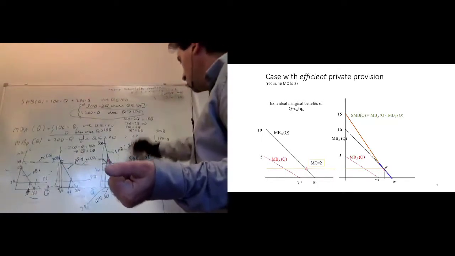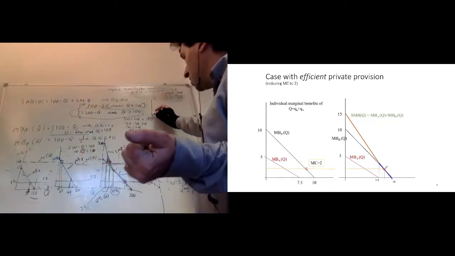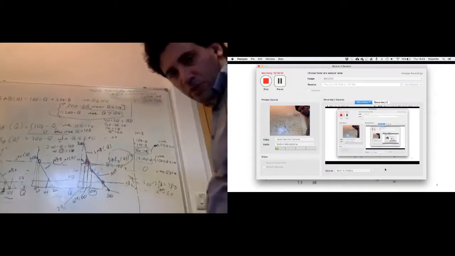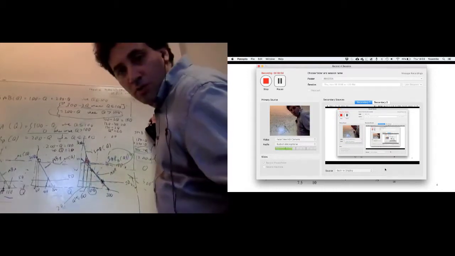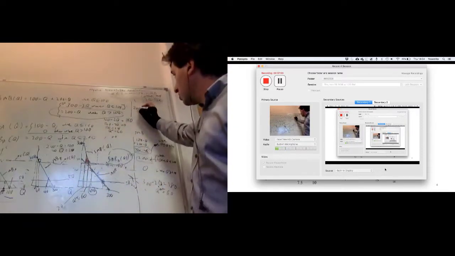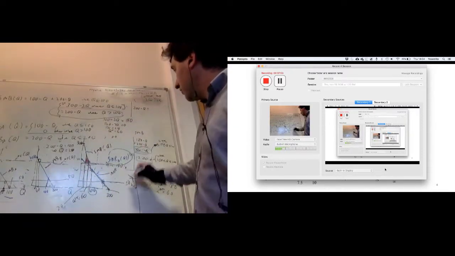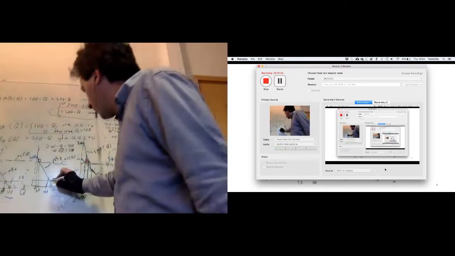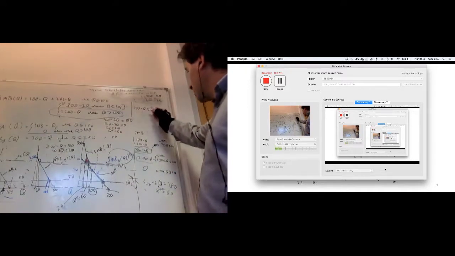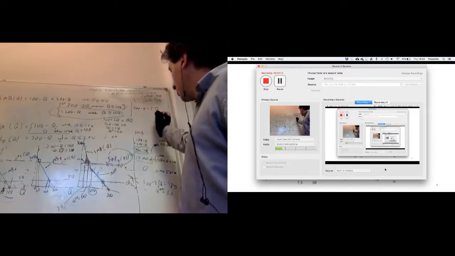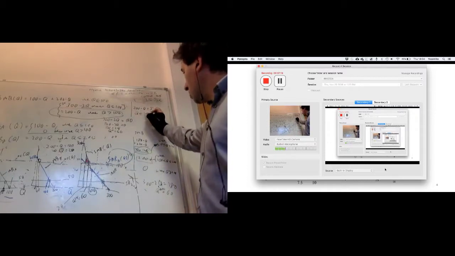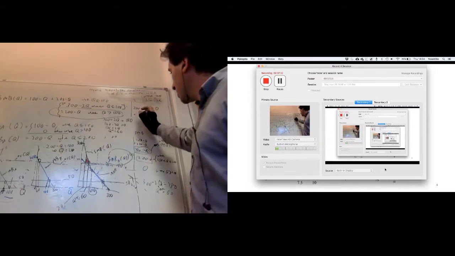So how much would B choose in our problem set, assuming that he perhaps correctly assumed that A was going to choose none, to provide none? B will choose to provide, hopefully you can see this. B's marginal benefit is 200 minus Q. So he's going to say, all right, 200 minus Q equals the marginal cost of 50. He's going to find this point here. Okay, 200 minus Q equals 50. So 200 minus 50 is 150. So Q in this case will equal 150. That will be the QB.